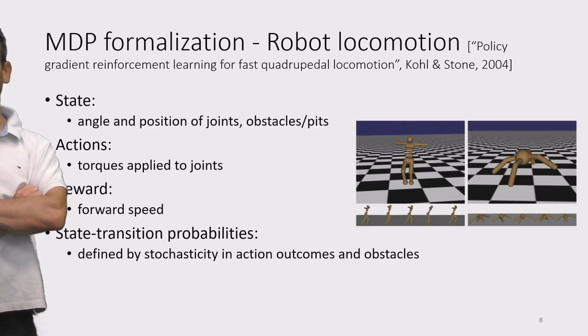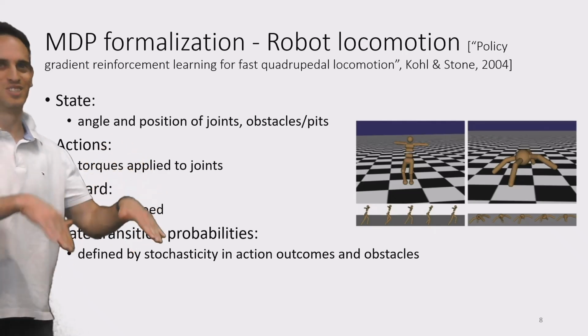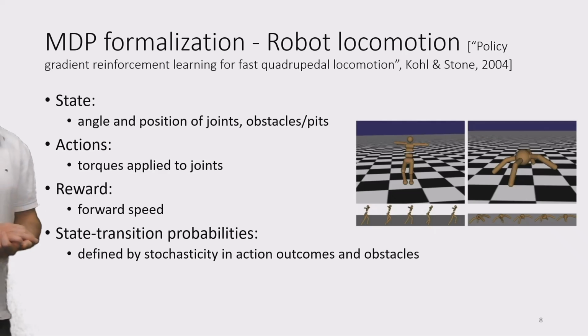Let's say that we're looking at a robot locomotion environment. So the state can be in this case the angle and position of joints, obstacles and pits in the environment. Actions in this case can be the torques applied to the joints. The reward might be the forward speed. I think in many cases people define it also as standing upright and moving forward. Else the humanoid does some funny stuff, right? Like jumping around on the floor.